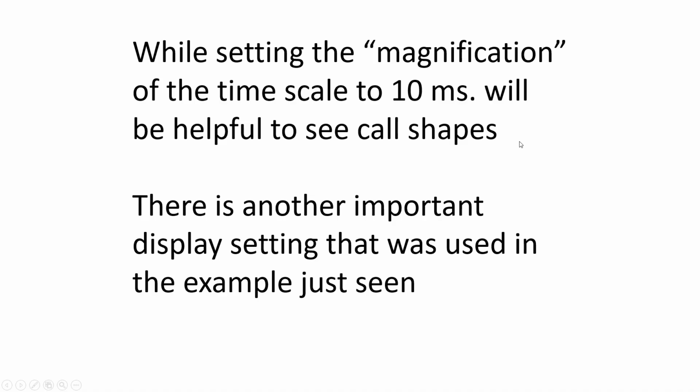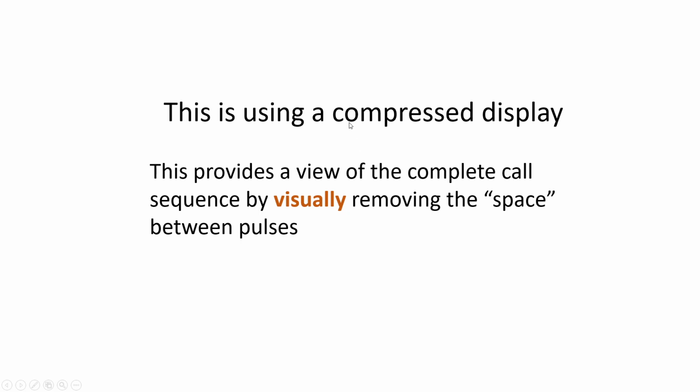While setting the magnification at 10 helps see call shapes, there's another important setting that was just used in the example. This is using what we call a compressed display. This provides a view of the complete call sequence by visually removing the space between the pulses. This is the time in the recording that the bat was not actively calling, so it's empty time between the pulses.